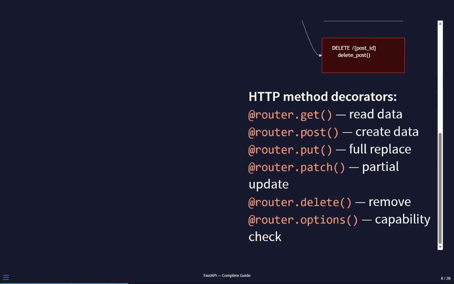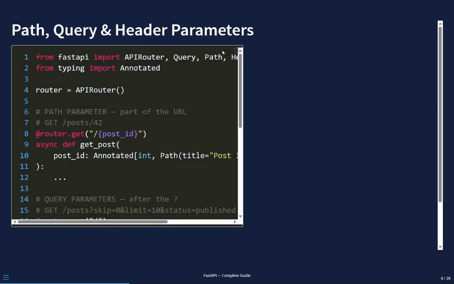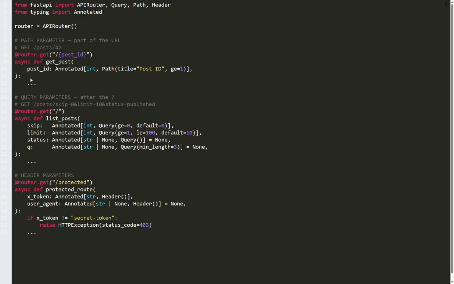One important nuance. PUT means full replacement of the resource. Include every field. PATCH means partial update. Include only the fields you're changing. Use them correctly. Next, FastAPI extracts request parameters from 3 locations: the URL path, the query string, and the HTTP headers. Let's look at each.